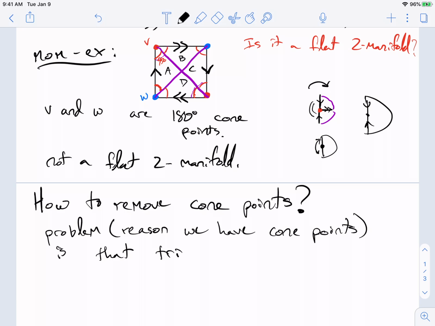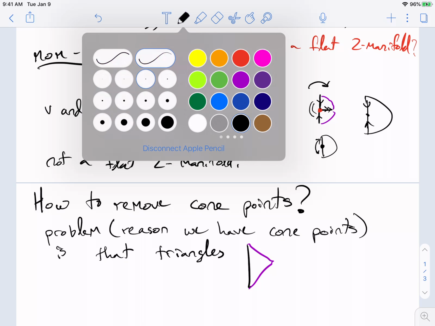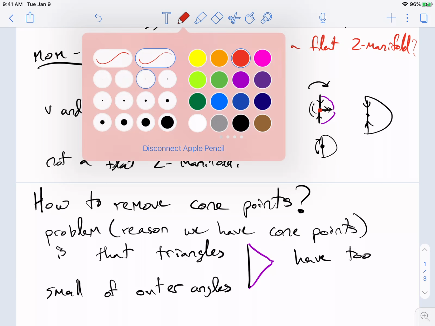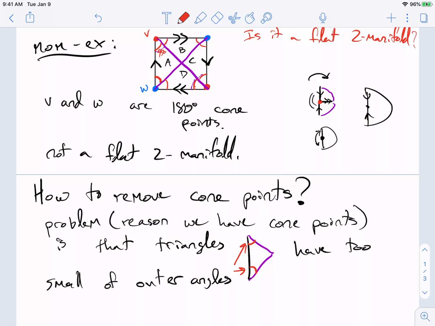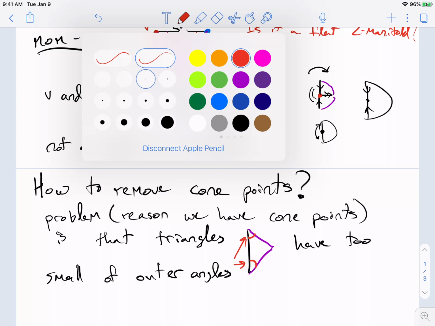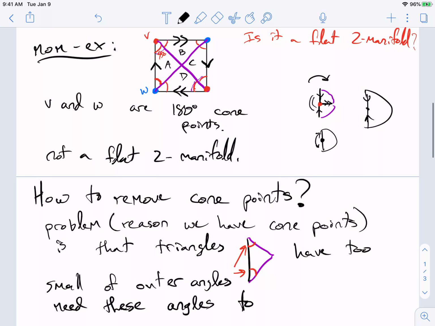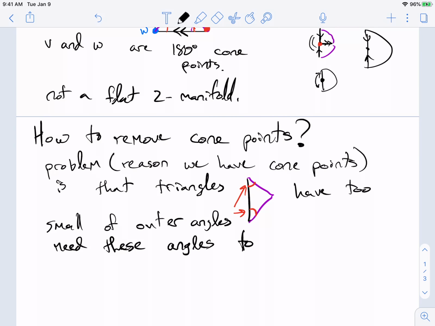So the problem is that triangles have too small of outer angles. Right, these red angles are small enough that when I do this gluing, I'm not getting 360 degrees around V, I'm only getting 180 degrees. So really what I need is these angles to be larger. How much larger so that I don't have a cone point anymore? Well, V has 4 of these glued together. I need 360 degrees, gluing 4 of them together, so I need each of them to be size 360 over 4, which is 90.